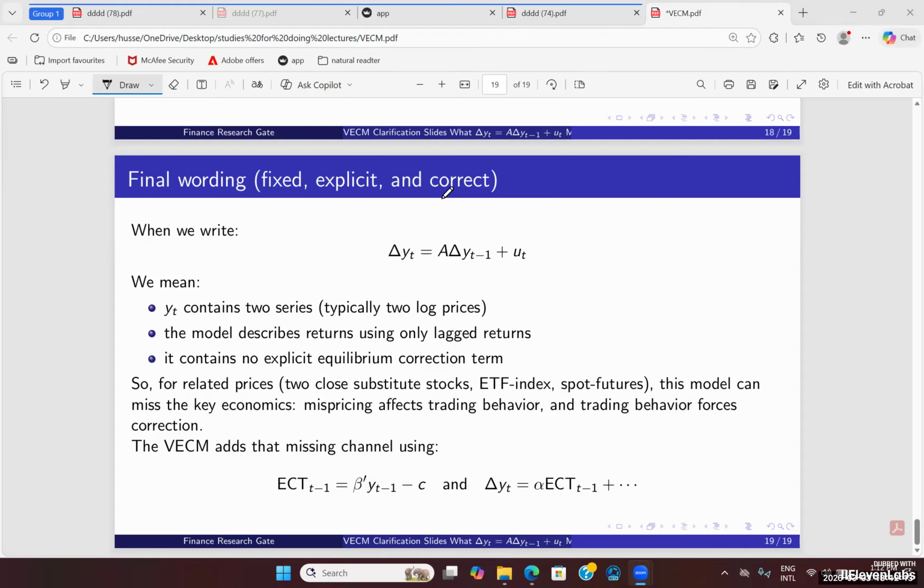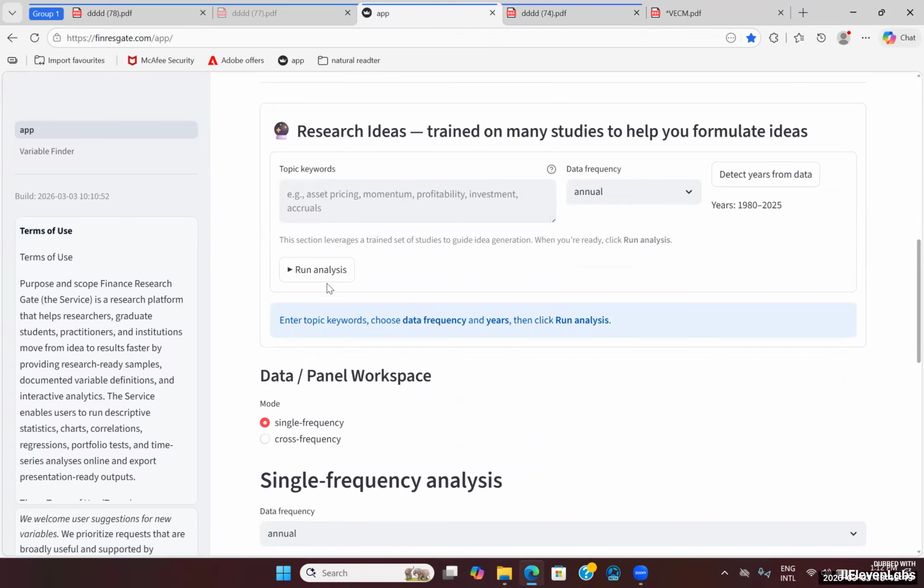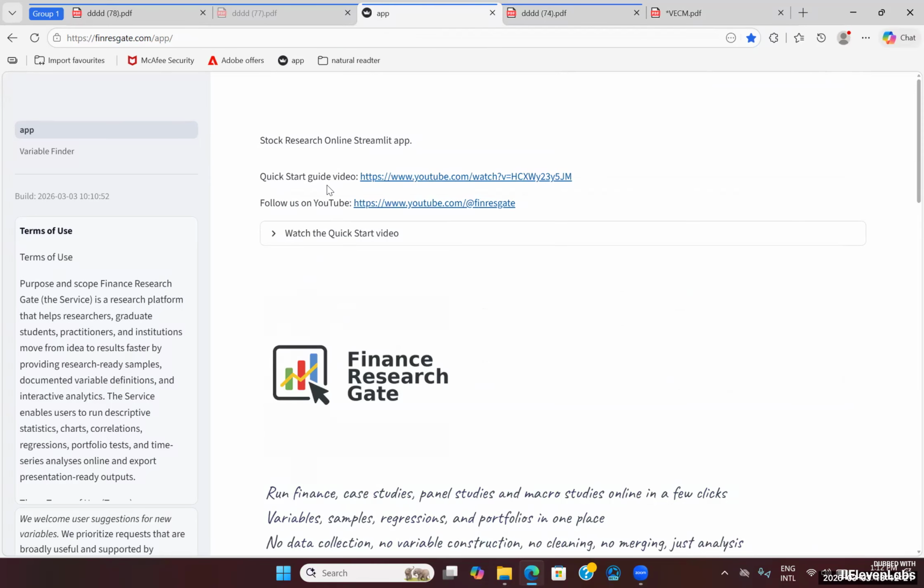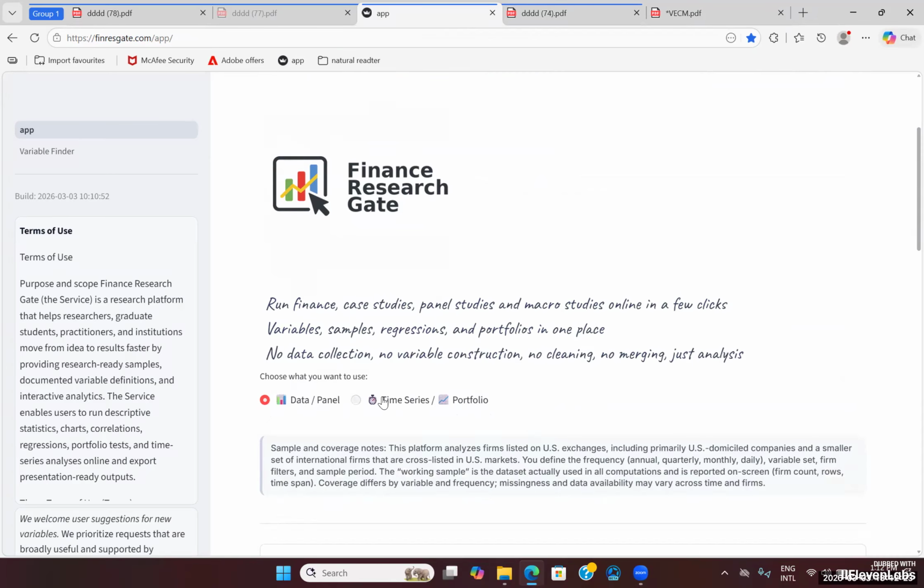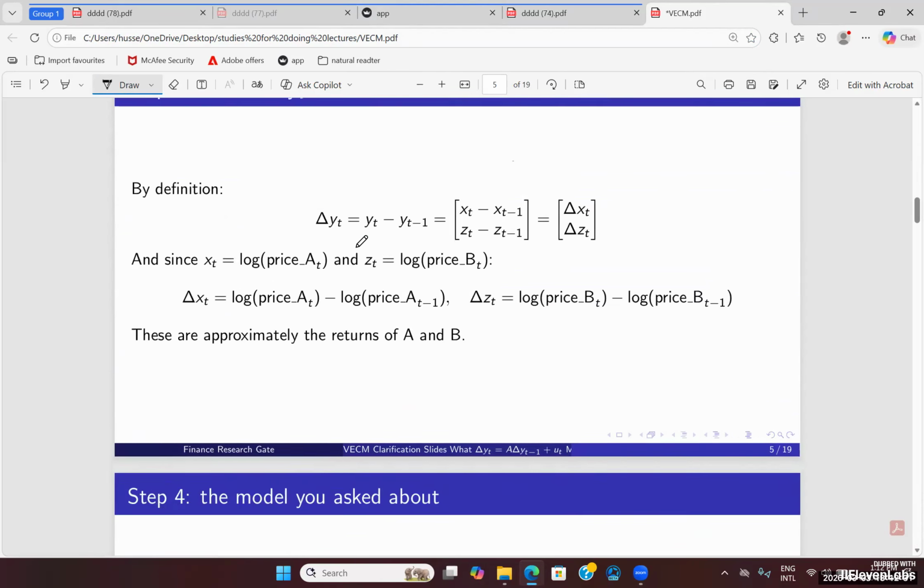In today's session, we're going to be exploring a brand new and very interesting time series model. This model is a significant and valuable extension to the well-known VAR framework that we briefly introduced and discussed in our previous session. And as we consistently do for our practical examples, we will be making use of the Finance Research Gate website.